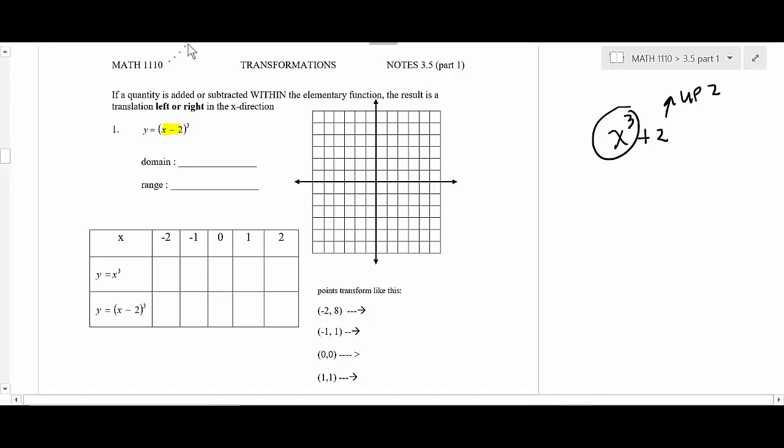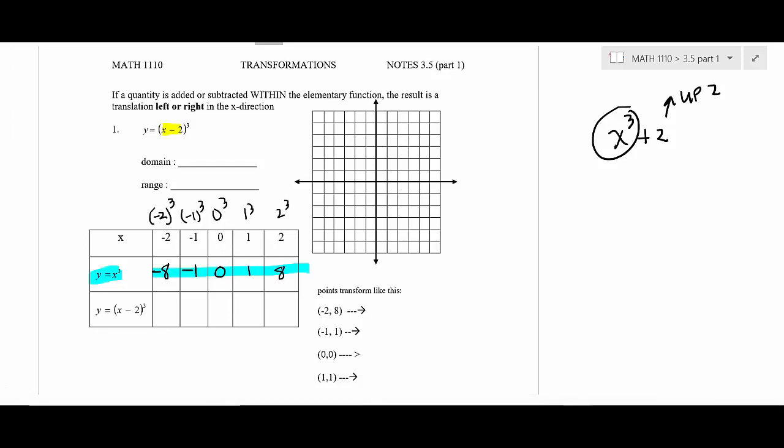First thing we're going to do on this row is just the elementary function. We're going to cube this. You can do all these in your head. Negative 2 to the third is negative 8. Negative 1 to the third is negative 1, and so forth. 0 to the third is 0. 1 to the third is 1. And 2 to the third is 8. So those are your points on that elementary function.